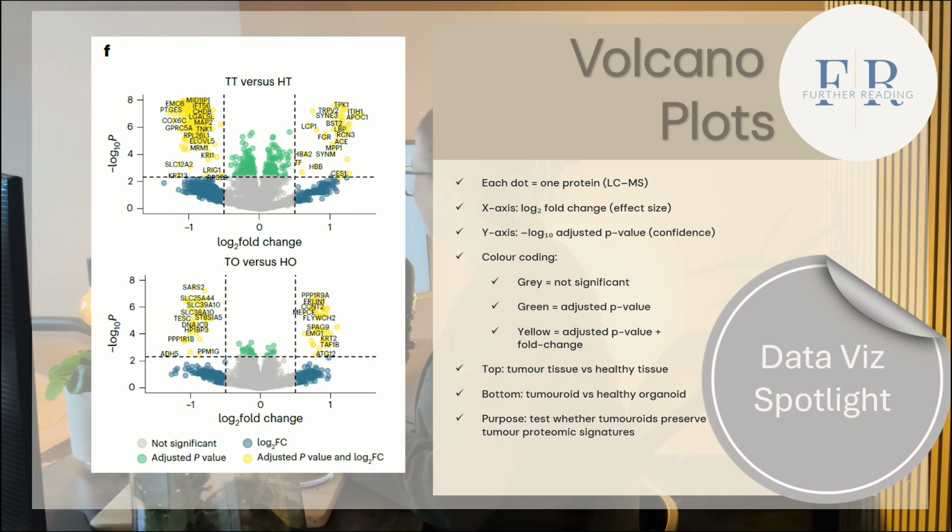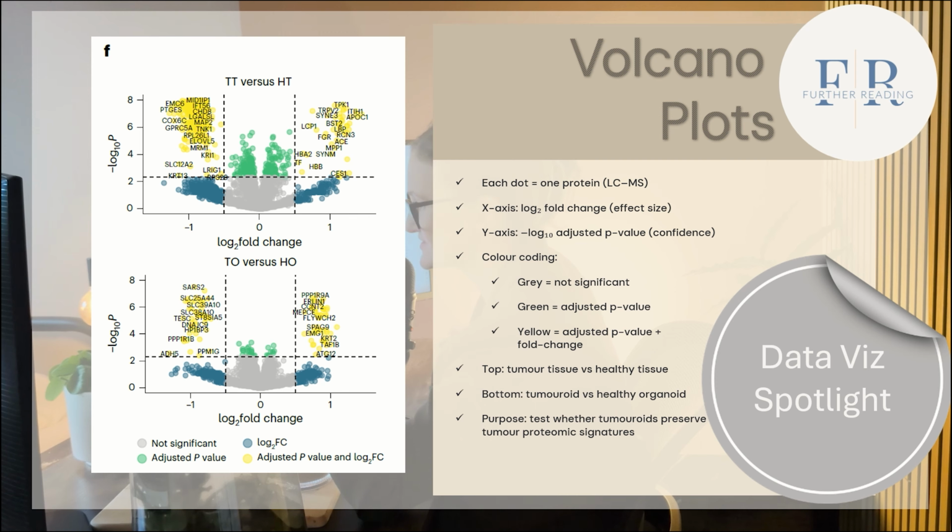What makes this panel especially powerful is that the same analysis is shown twice. The top plot compares tumour tissue to healthy tissue, while the bottom plot compares tumouroids to healthy organoids. This paired design allows a visual question that would be much harder to answer from tables alone. Do tumouroids reproduce the same tumour-associated proteomic shifts we see in patient tissue? And the answer visually is largely yes. Many of the proteins that are strongly and significantly altered in tumour tissue show similar directional changes in tumouroids.